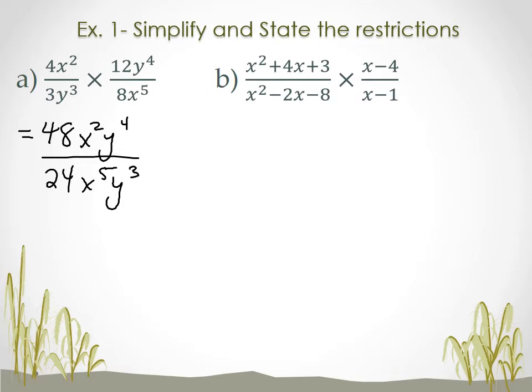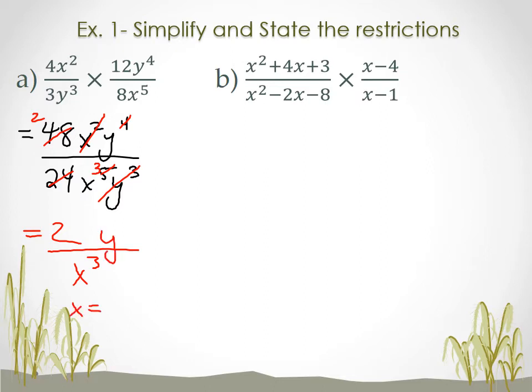And then from there, simplify if you can. So 24 goes into 48 twice, or if you think about it, 48 divided by 24 is 2. 2x squared, cancel out the 5 in the bottom, it leaves you with 3. So on the bottom, we have an x cubed. And this y cubed gets rid of all but one of the y's on top. So we're left with a y on top.